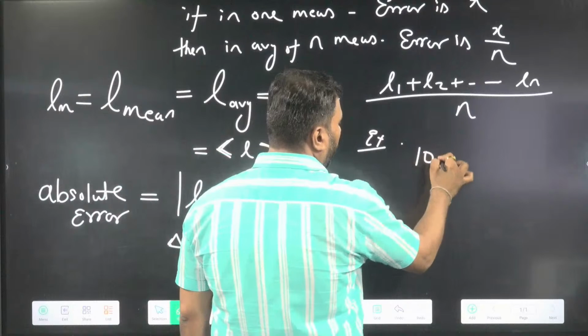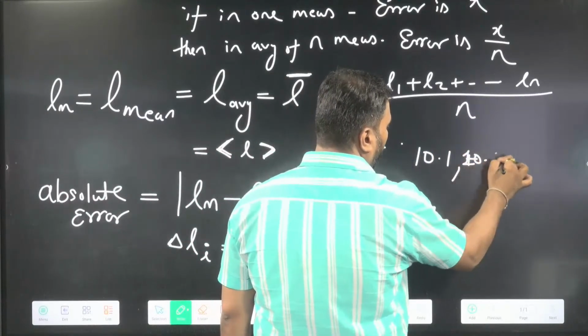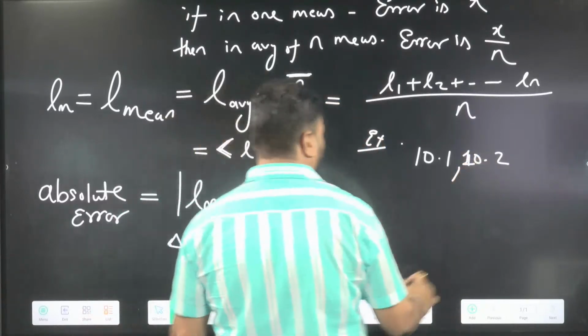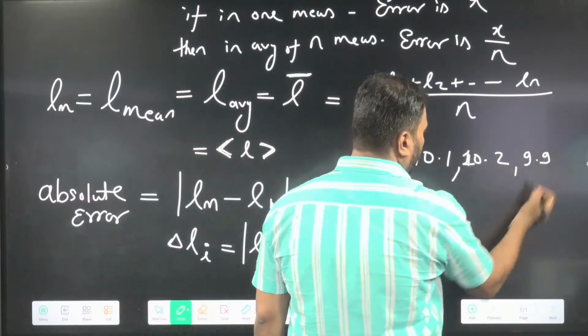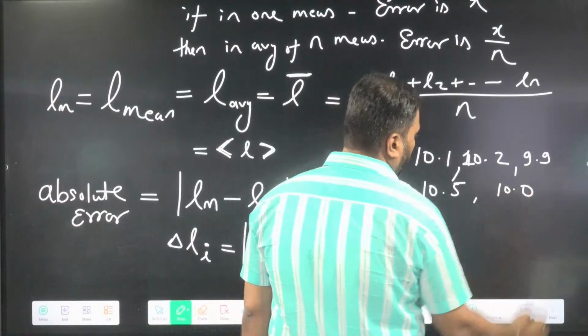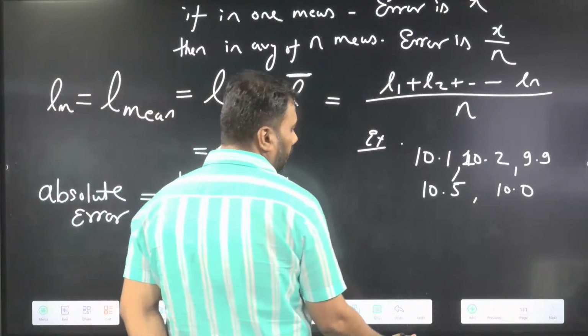For example, suppose we are measuring the length of a pen 5 times. First 10.1, then we are getting 10.2. Third time we are getting 9.9. Fourth time we are getting 10.5. Then we are getting 10.0. I am measuring the length of the pen 5 times and I am getting these readings.